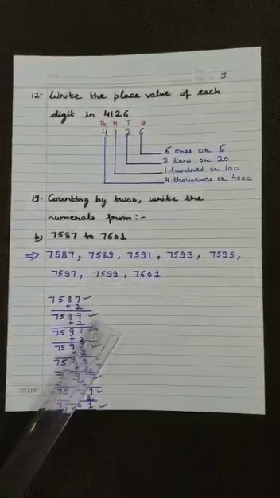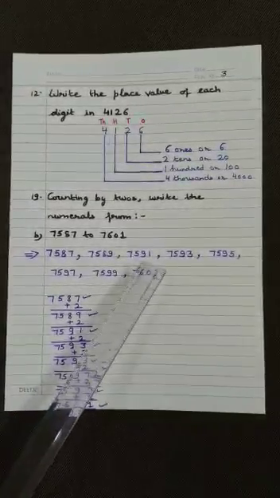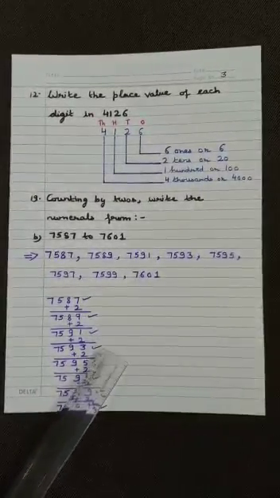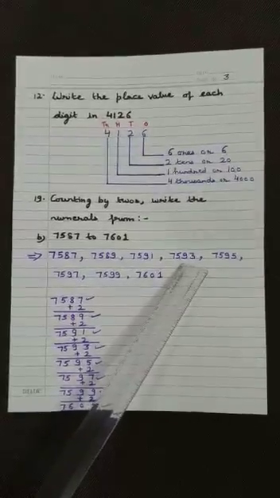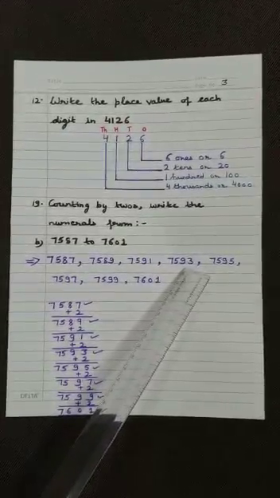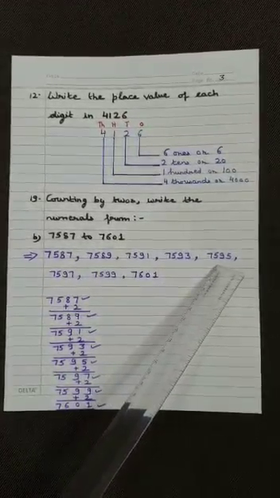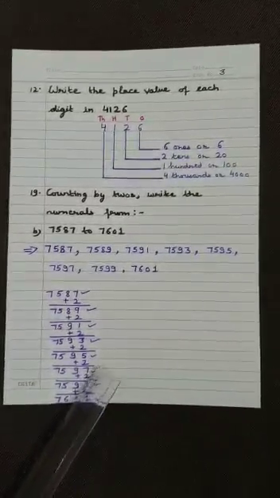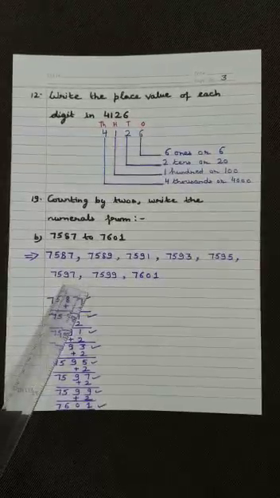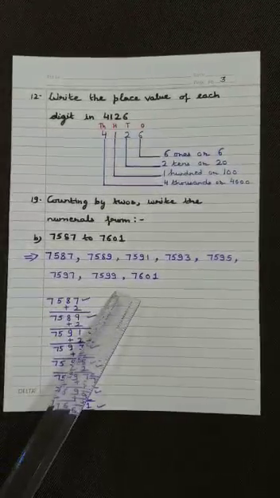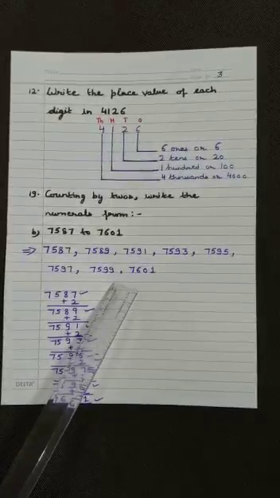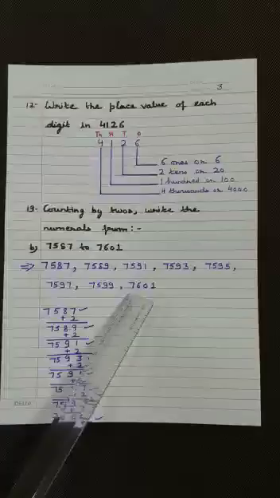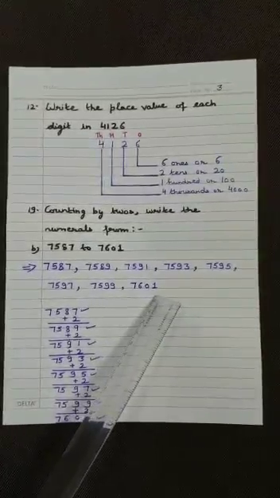Next number comes by adding 2, that is 7589. Then again by adding 2 it is 7591. Again add 2, it is 7593. And then 7595. And then by adding 2 it is 7597. Then 7599. And the last, by adding 2 you have 7601.